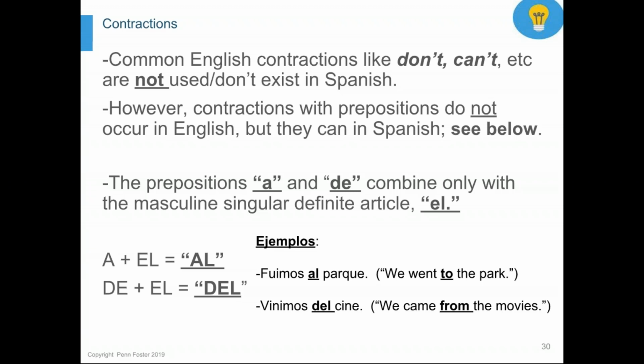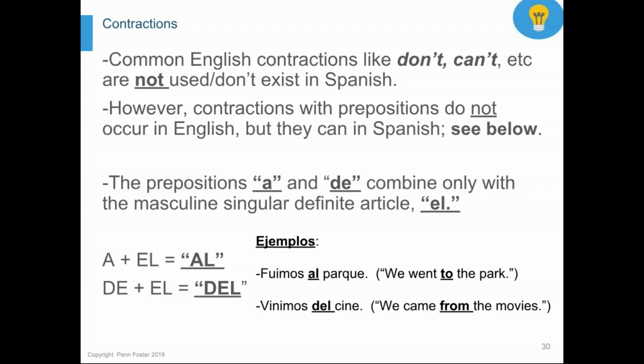And that example represents that. Fuimos al parque. We went where? To the park. You would never write out the words a and el back to back when el is an article. Don't be confused with el, the article, and él, the pronoun, meaning he or him. The accent makes a big difference. The lack of an accent makes it an article, not a pronoun.